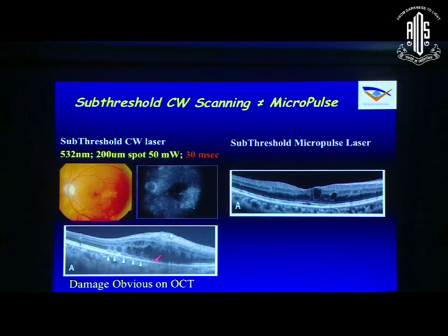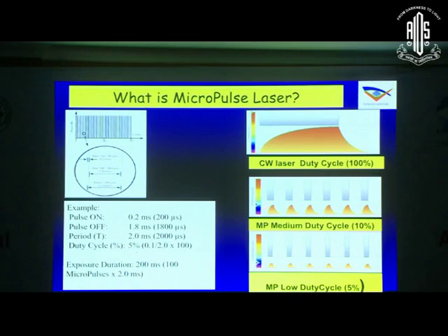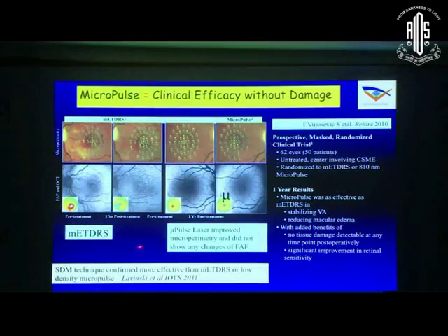With a subthreshold laser, even if you reduce the duration to 10 milliseconds, you will still get changes on the OCT, which would be documented changes after the laser. The micropulse laser, after being treated, does not leave a mark. So for micropulse laser, basically you need to adjust the duty cycle. We normally work at the level of 5% duty cycle.